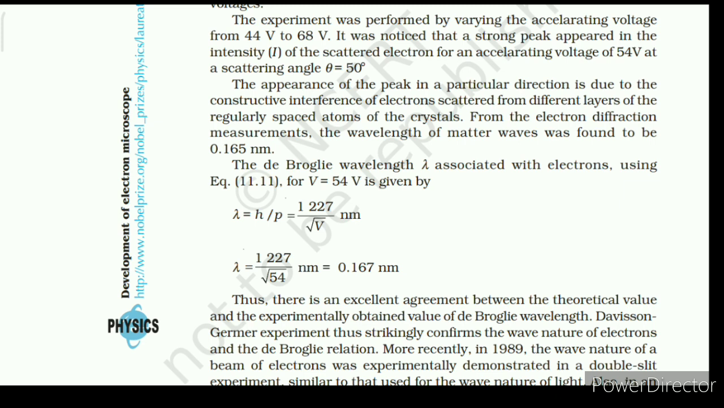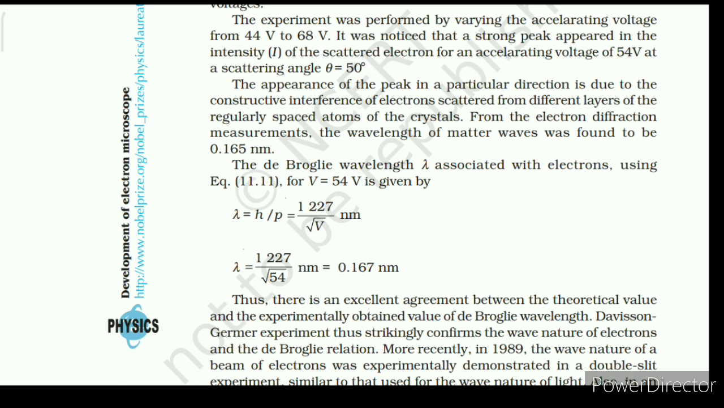Stopping potential V naught depends on the frequency of incident light and the nature of emitter material. For a given frequency of incident light, it is independent of its intensity. The stopping potential is directly related to the maximum kinetic energy of electrons emitted. eV0 is equal to half m v square max, which is equal to K max.